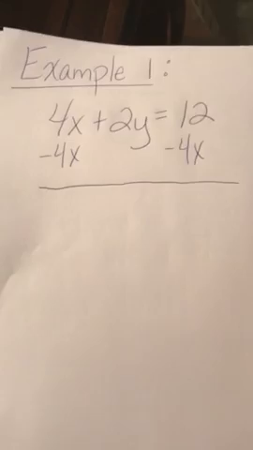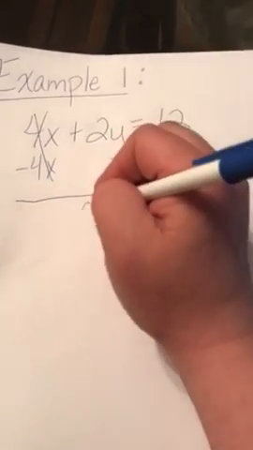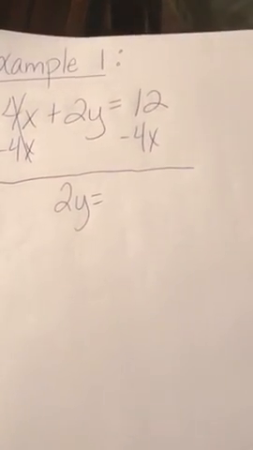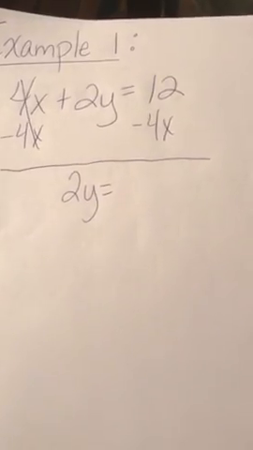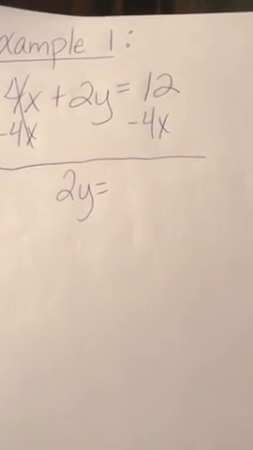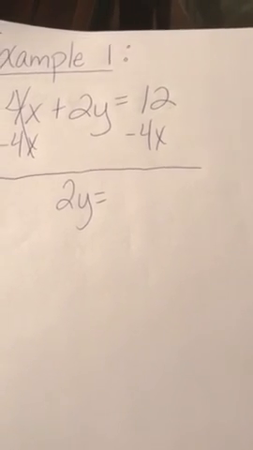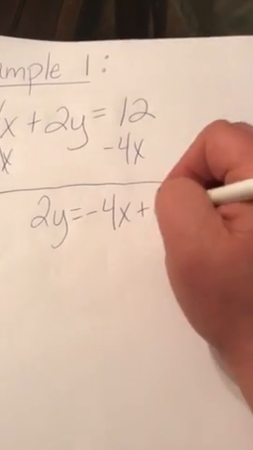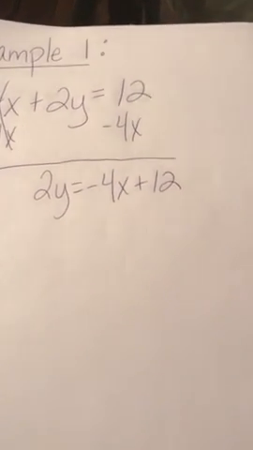All right, now if I have 4x's and I take 4x's away, I'm left with nothing. I bring down my 2y because I'm doing nothing to that side, and then I'm left with 12 minus 4x. But if you remember from previous lessons, 12 and negative 4x are not like terms. We can multiply them and divide them, but we cannot add or subtract them. So I'm simply going to bring down the minus 4x, and I'm going to bring down the 12. And since that 12 is positive, I'm going to put a plus sign in between.